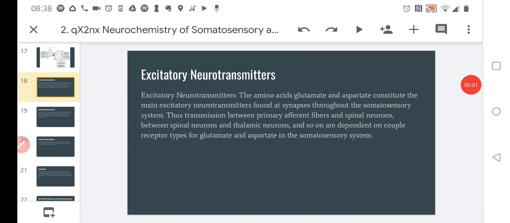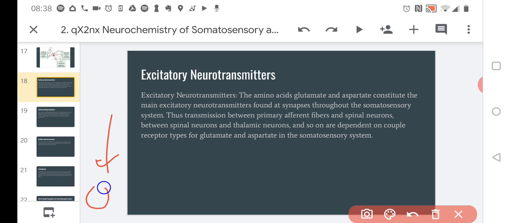What is the role of excitatory neurotransmitters in pain transmission? So, excitatory neurotransmitters are generally neurotransmitters, so substances that are released in the synapses that act on other neurons to activate them.